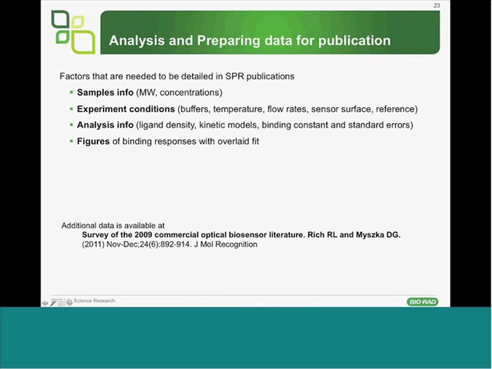Now let's talk about publication. We have to know the sample information, of course, and the experimental conditions. We have to know the analysis, how we do it, and how to get nice figures. And there's additional data available that you can read about in the publication.